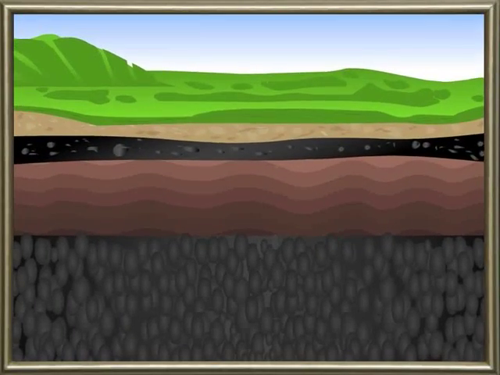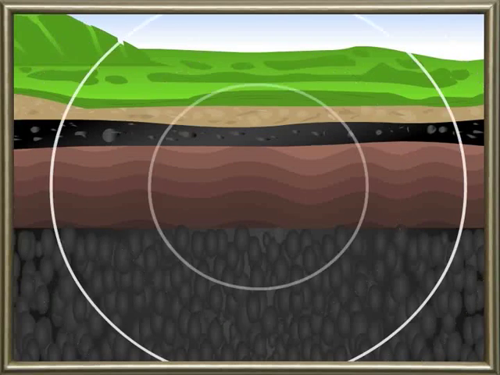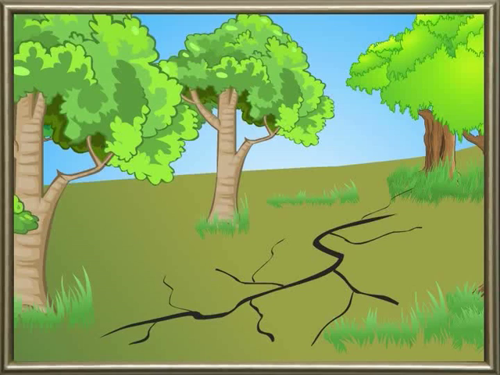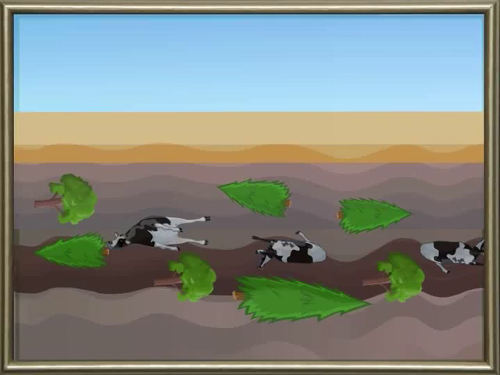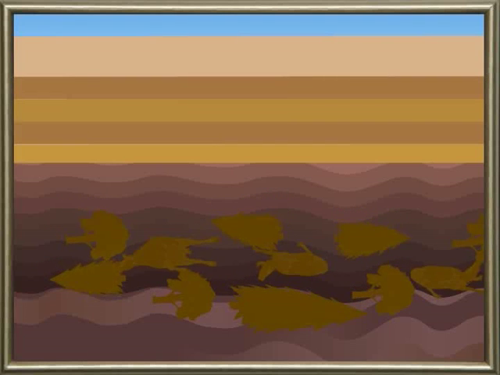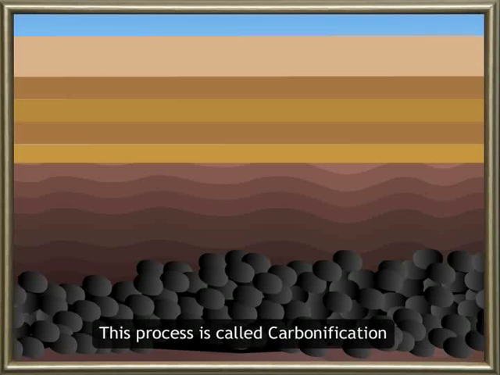Coal is formed in deep layers of earth. About 300 million years ago, due to volcanic activity and earthquakes, large forests were buried in earth. As the pressure increased due to accumulation of earth, moisture was squeezed out of the trees. The heat increased due to lack of oxygen around the trees. The heat burnt the trees and converted them to coal. This process is called carbonification.